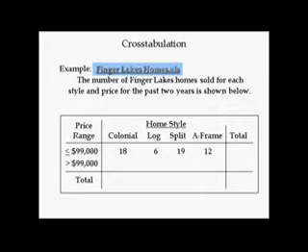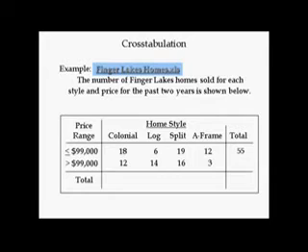There are 18 homes that are of colonial style and less than or equal to $99,000. 6 are log and priced at $99,000 or less. 19 are split and priced at $99,000 or less. 12 are A-frame and priced at $99,000 or less. 12 are colonial and priced at more than $99,000. 14 are log and priced at more than $99,000. 16 are split and priced at more than $99,000. And 3 are A-frame and priced at more than $99,000.